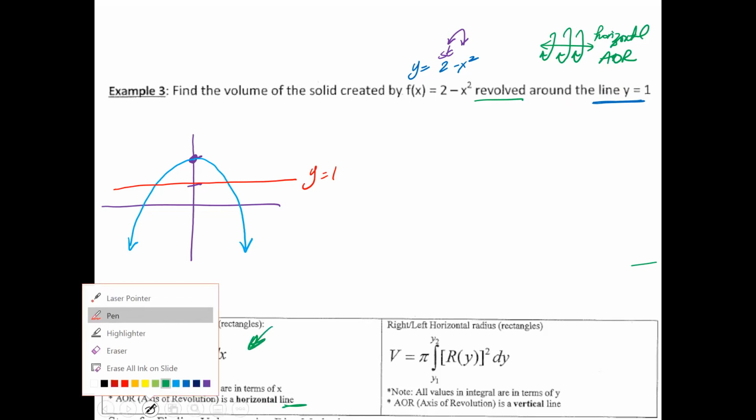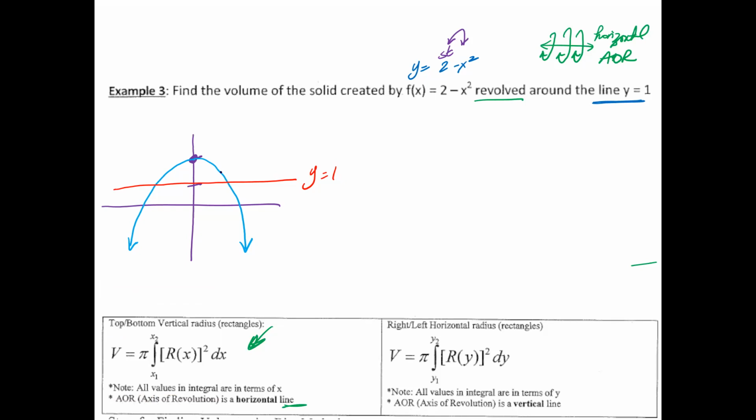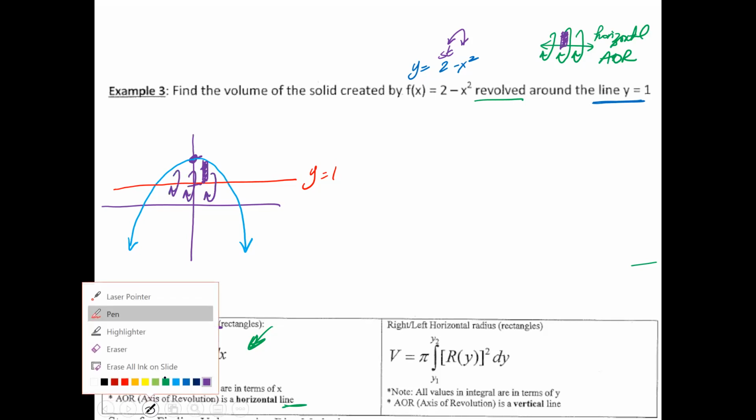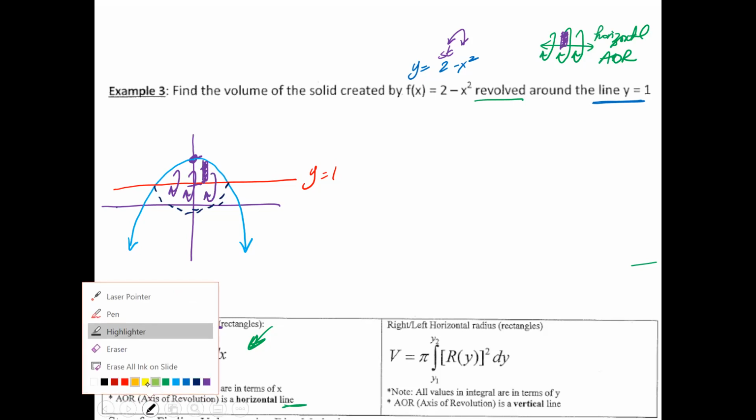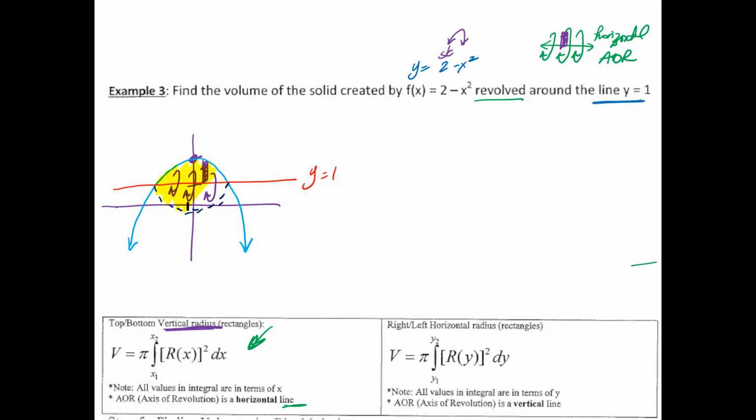Okay. And then if you just imagine, if it's going to be revolving around this, then my rectangle has to be vertical. So it's going to have a vertical radius like so, and it's going to go around and around and around y equals 1. So if you can imagine, in terms of symmetry, from this blue, your area that you're looking for is going to be this region right here.